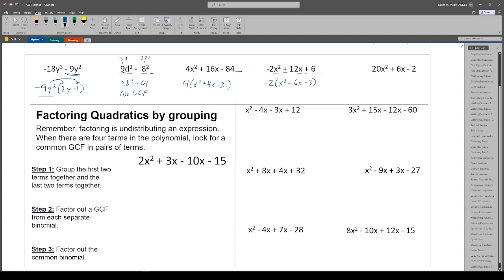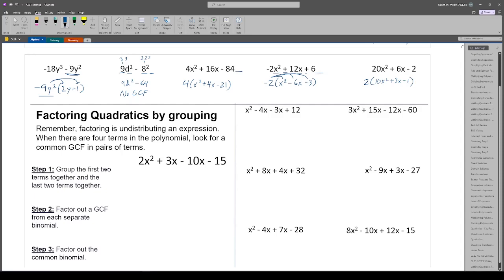So double checking our work, negative 2x squared, positive 12x, positive 6. Looks good. Last one, we just have 2 again as our GCF. We get 10x squared plus 3x minus 1.